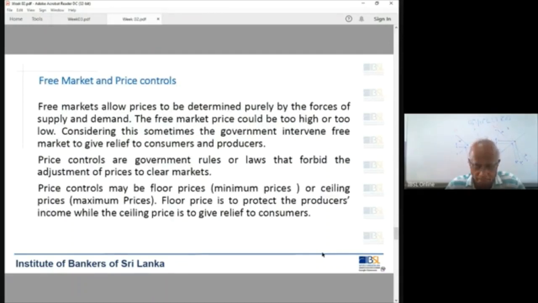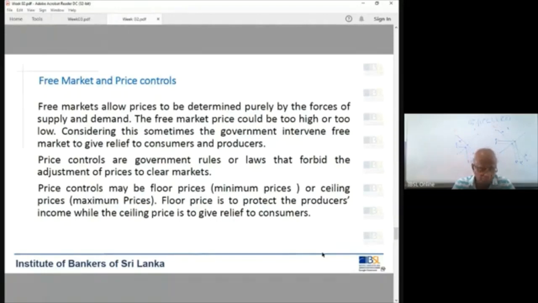Right. Now the next slide, very important. Price controls. Up to now we have discussed market forces that are free to move up and down. But sometimes the government intervenes and affects this free movement of demand and supply. Market determination of prices happens through the interaction between demand and supply, but especially the government, they fix prices.